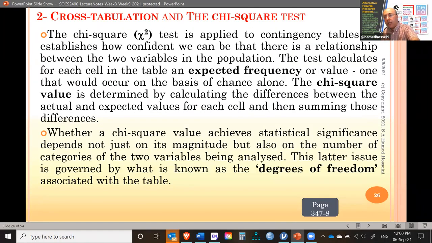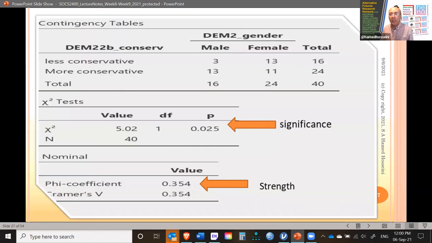And so this is the chi-square. Again, you became a little bit familiar with that last week. Now we use the power of chi-square tests. And we will see how strong it is and if it is statistically significant. If we go for the chi-square test, it gives us something like this.